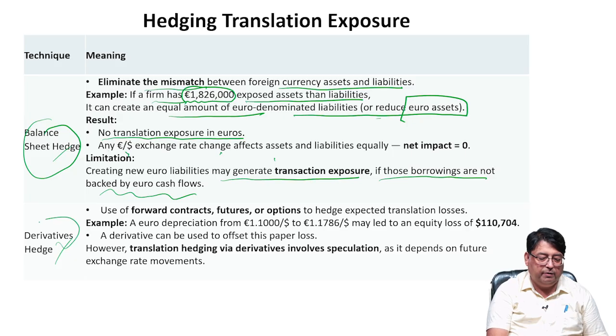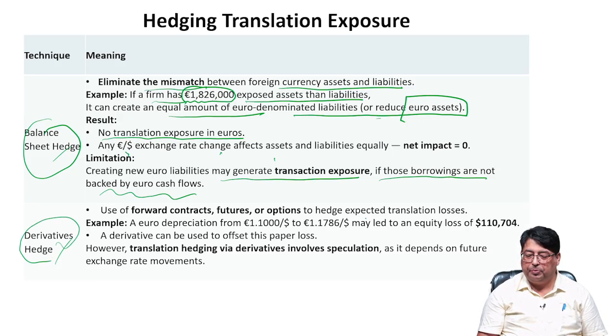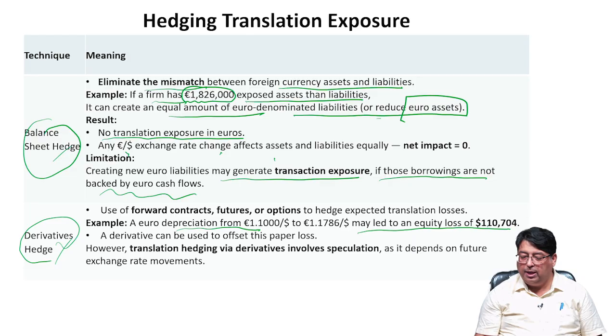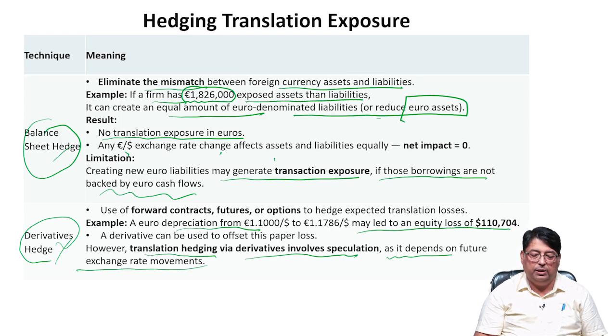Another method is the derivatives hedge, use of forward contracts, futures, options to hedge expected translation losses. For example, a euro depreciation from 1.1 to 1.17 per dollar may lead to an equity loss of approximately $1,10,000. However, translation hedging with derivatives involves speculation as it depends on future exchange rate movements. So, this is a little risky for the firm.